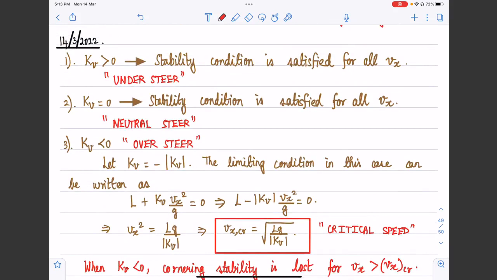Sir, one question from my side is, in this condition, we are not bringing the road conditions into the equation, right, sir? Like, say, the angle of the road or a track to surface or something.